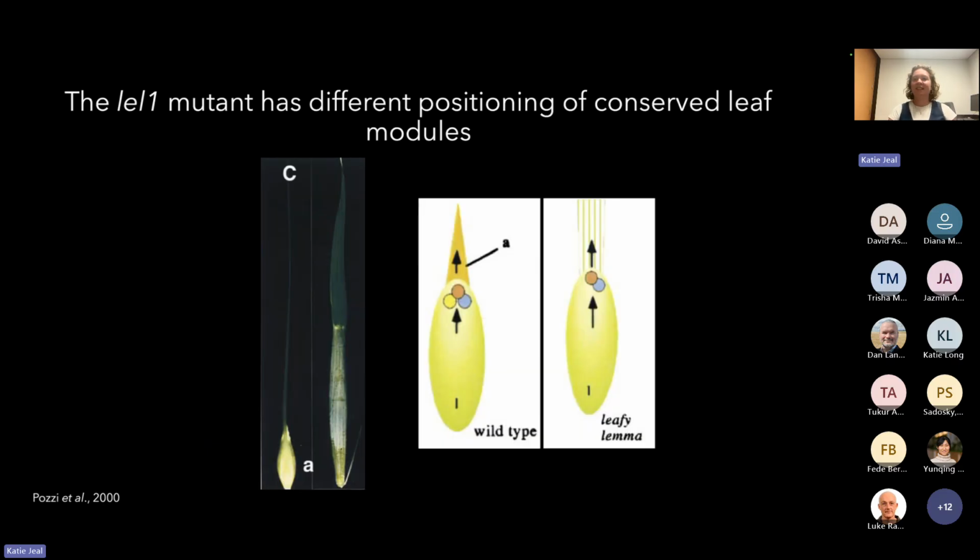The one that we use in the lab is leafy lemma, historically described due to its leaf-like lemma. The lemma body is much wider, and then it transitions into an awn at the tip that is significantly wider and looks quite leaf-like. And so here we see both an extension of the lemma body and a change in the identity of the awn, which makes it a good system for us to look at disruption to the module patterning.